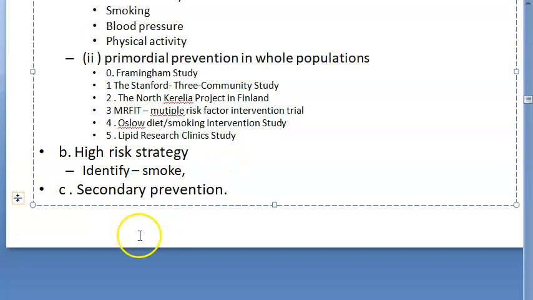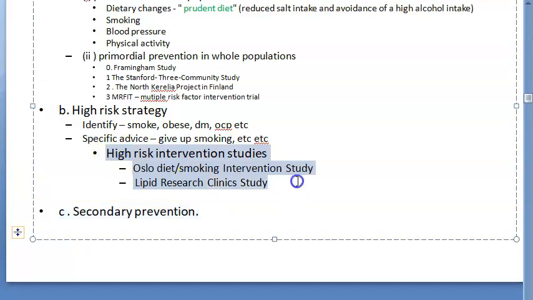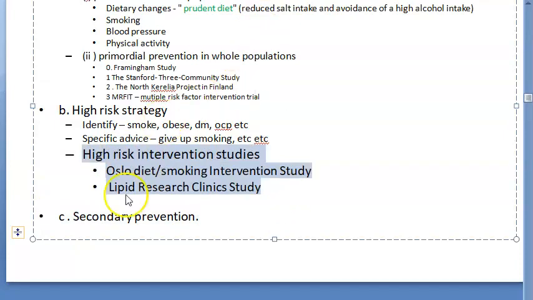Is it becoming too much, guys? Yes, here it became a little more specific again. Oslo Diet Smoking Intervention Study, Lipid Research Clinic Study. All these you have to mention here. These are high risk intervention studies, okay? Oslo and Lipid Research Clinics Studies. So it is feasible to reduce coronary heart disease risk factors. So this is high risk intervention studies, remember.